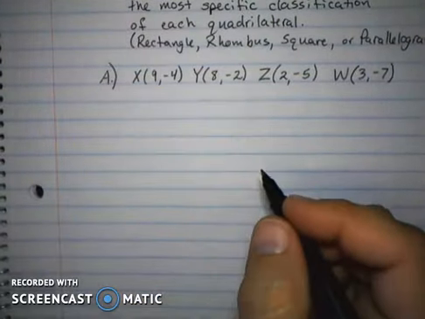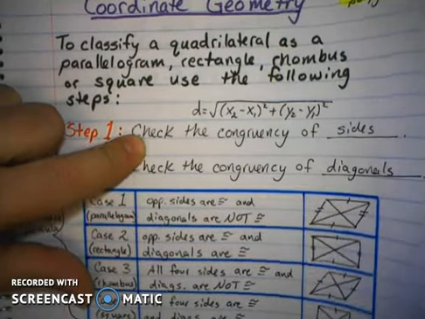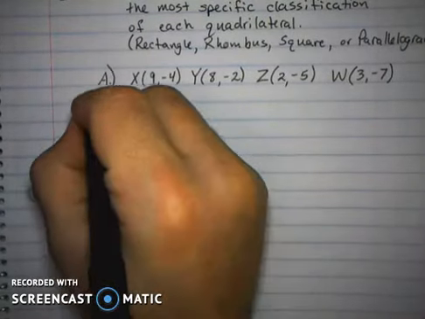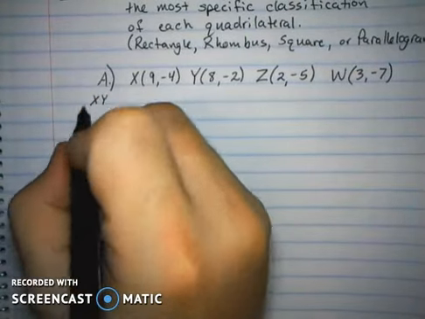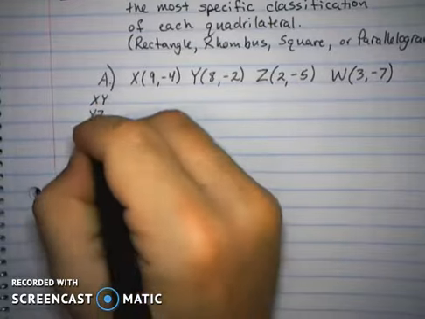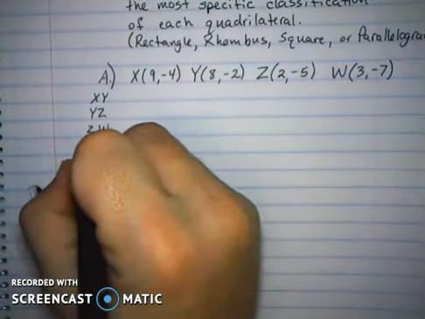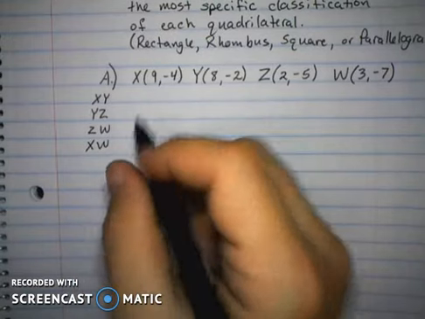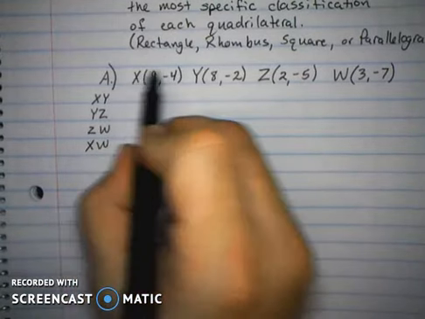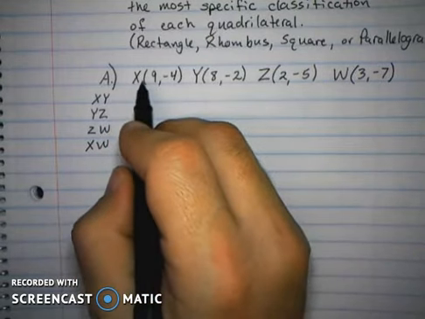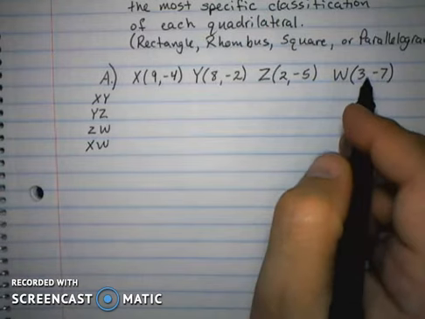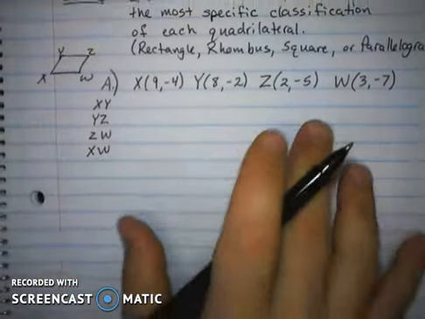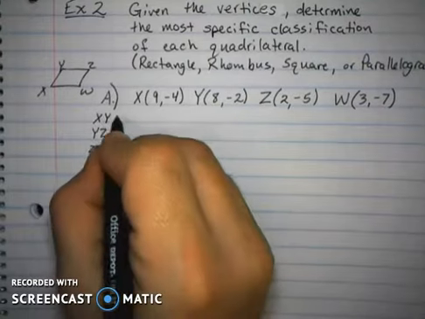Okay? So we are going to first check the congruency of sides. So we're going to find the lengths of all 4 sides. So we're going to check xy, yz, zw, and xw. Now we know that sides should follow this order. We're going to assume that this would be x, y, z, then w in that order. Okay, and so we can make that assumption. All right, so we know that these are actually the 4 sides and not diagonals.